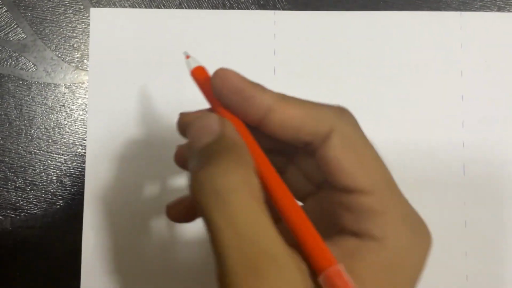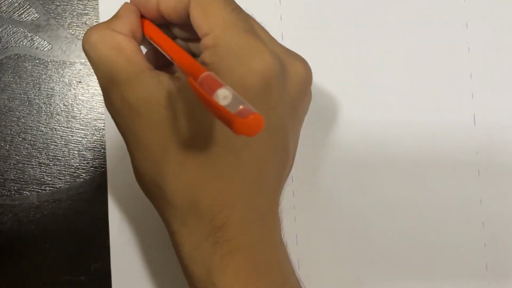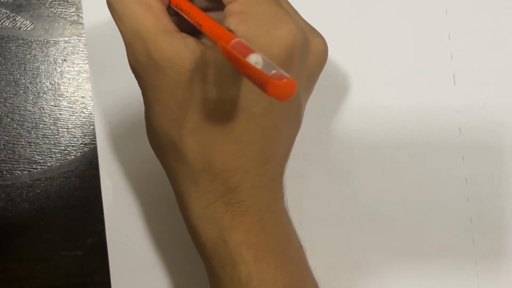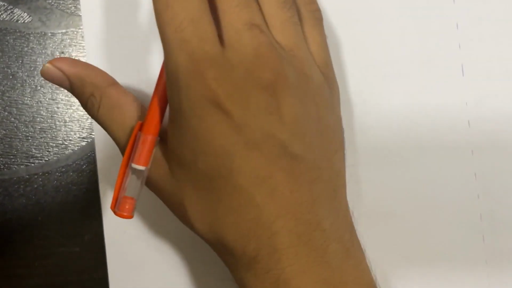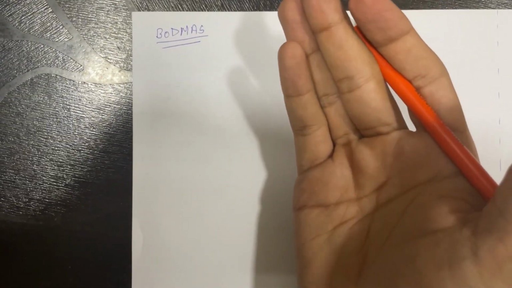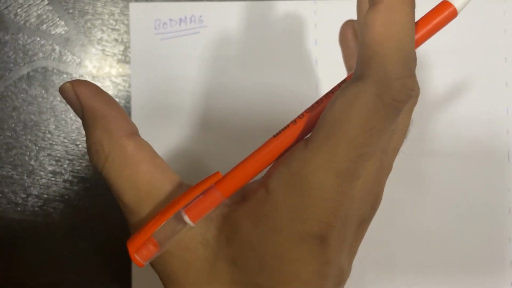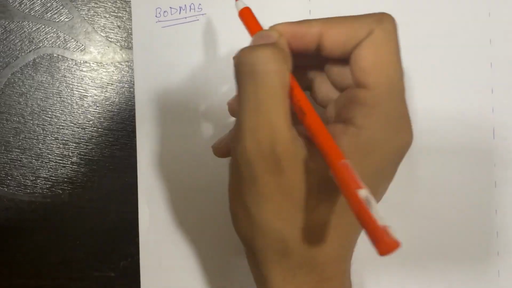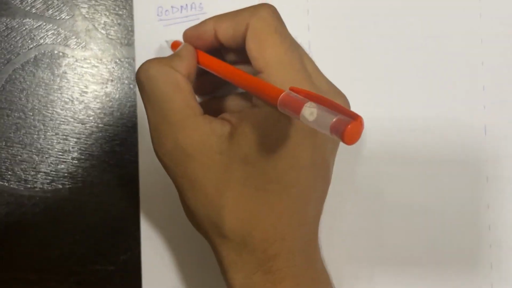So now further we will learn another rule, that is BODMAS. BODMAS is always used in solving a complex equation where addition, multiplication, division, all are in one equation and we have to solve that complex equation, then we have to use this BODMAS rule. So what is the full form of BODMAS?